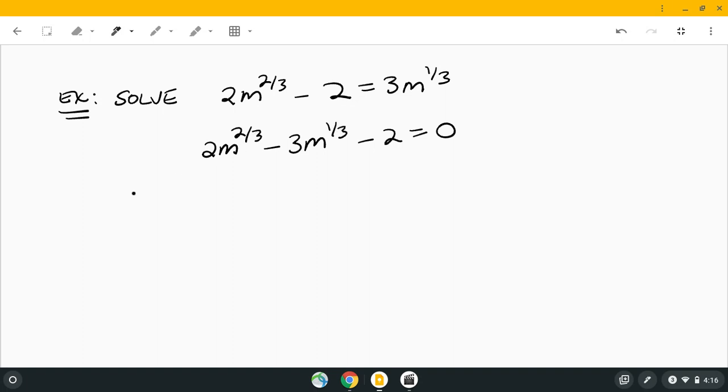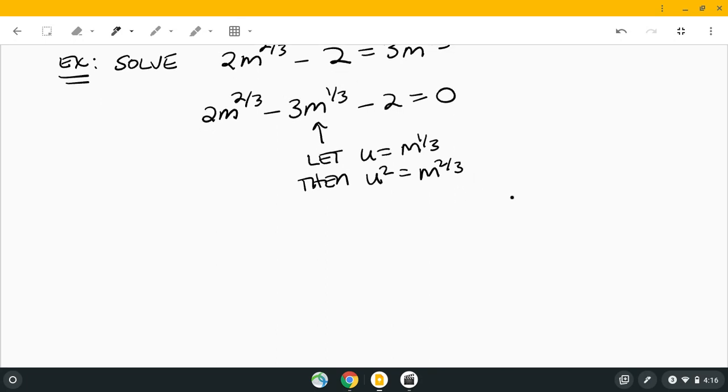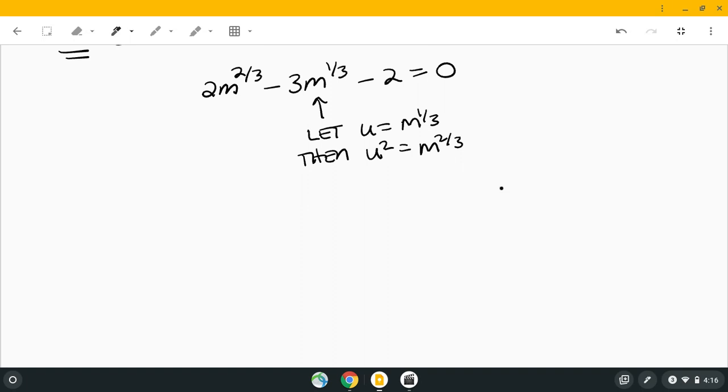This is quadratic in form because this is twice as much as 1/3. So I'm going to let u equal m to the 1/3. And if I square u, I get u squared. And if I square this side, I get m to the 2/3. Since we have fraction exponents, we're dealing with radicals, so we know we need to check our solutions at the end. Let's go ahead and substitute.